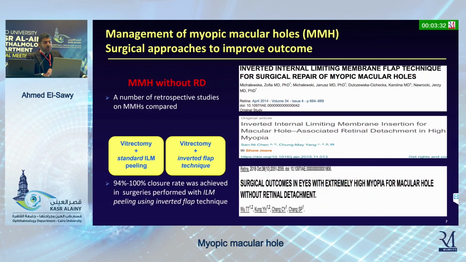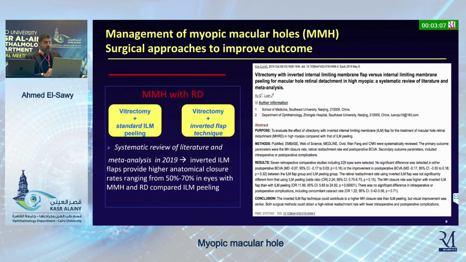So according to the literature, several studies have been conducted to study the rate of closure in myopic macular holes that are not associated with retinal detachment, and it was found that there's a high success rate if we do ILM peeling with an inverted flap technique in these patients. It ranged from 94 to 100%. These are myopic macular holes without retinal detachment.